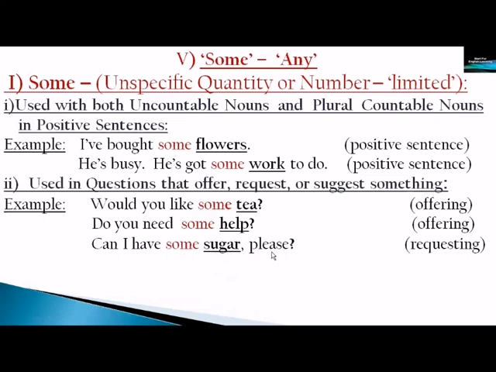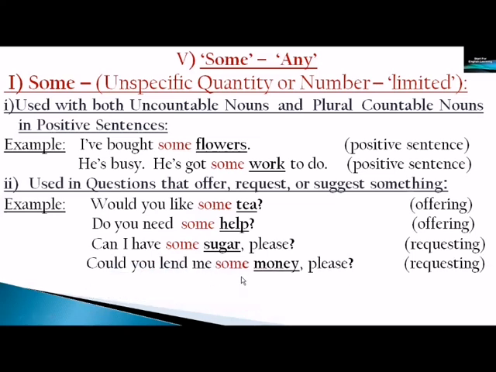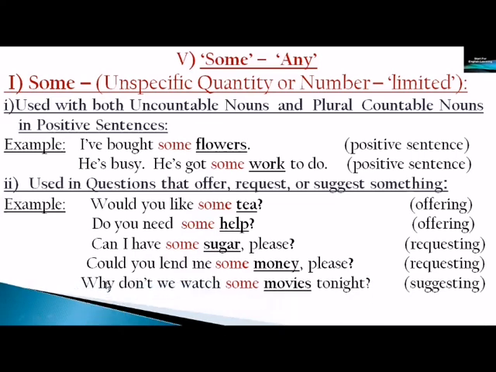Can I have some sugar, please? Here, it is a request. Could you lend me some money, please? A request, some money. Why don't we watch some movies tonight? Movies is a plural countable noun. Some movies, suggesting. It is a suggestion.